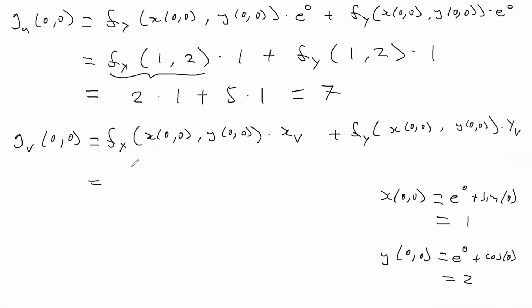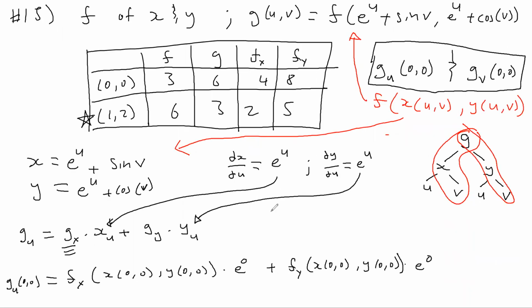Again, I'm going to use the same values. So that's going to be 2 multiplied by dx over dv, which I'll compute later, and 5 multiplied by dy over dv. Let's see what x was. Based off these two equations, dx over dv is equal to cosine of v, while dy over dv is going to equal negative sine of v. Okay, so just write that down.